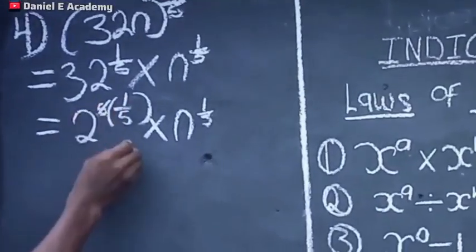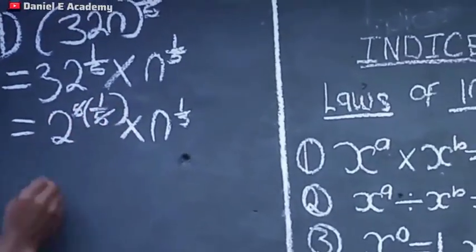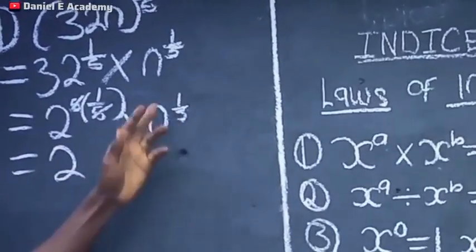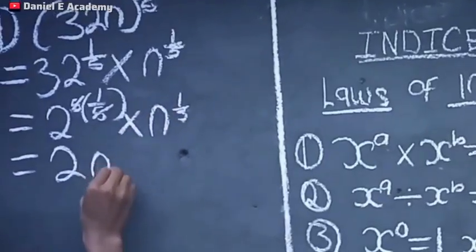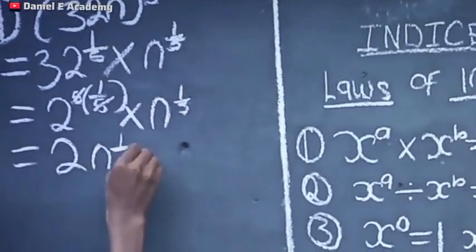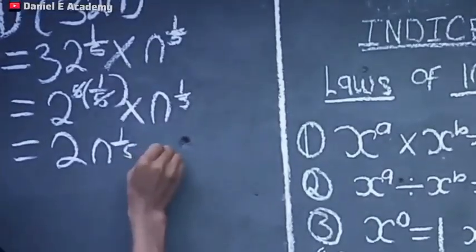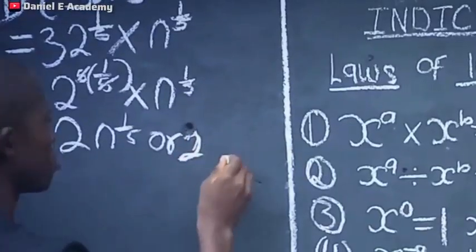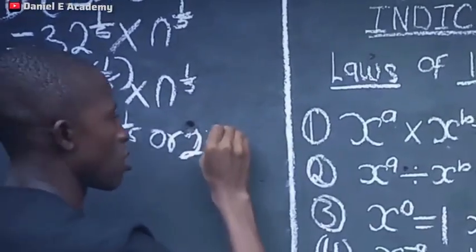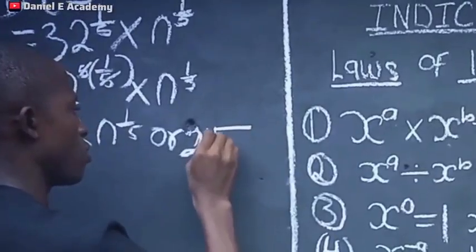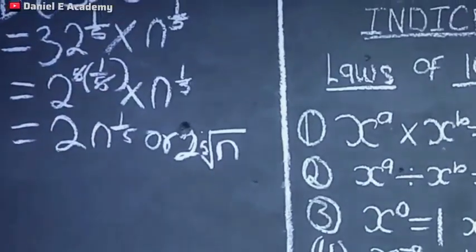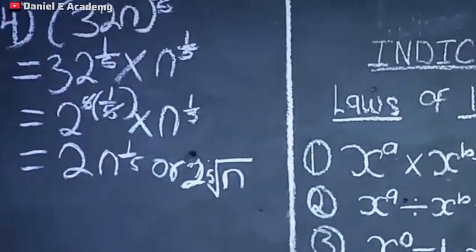This 5 cancels the 5, so we are left with 2n power 1 over 5, or 2 times the fifth root of n. Whichever way you want to give your answer is accepted.